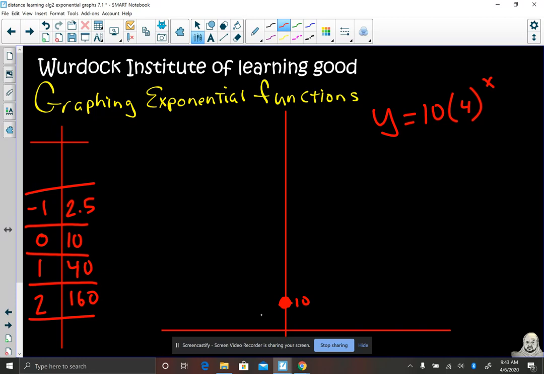Again, it'll still have that basic shape. You get stuck, use Desmos.